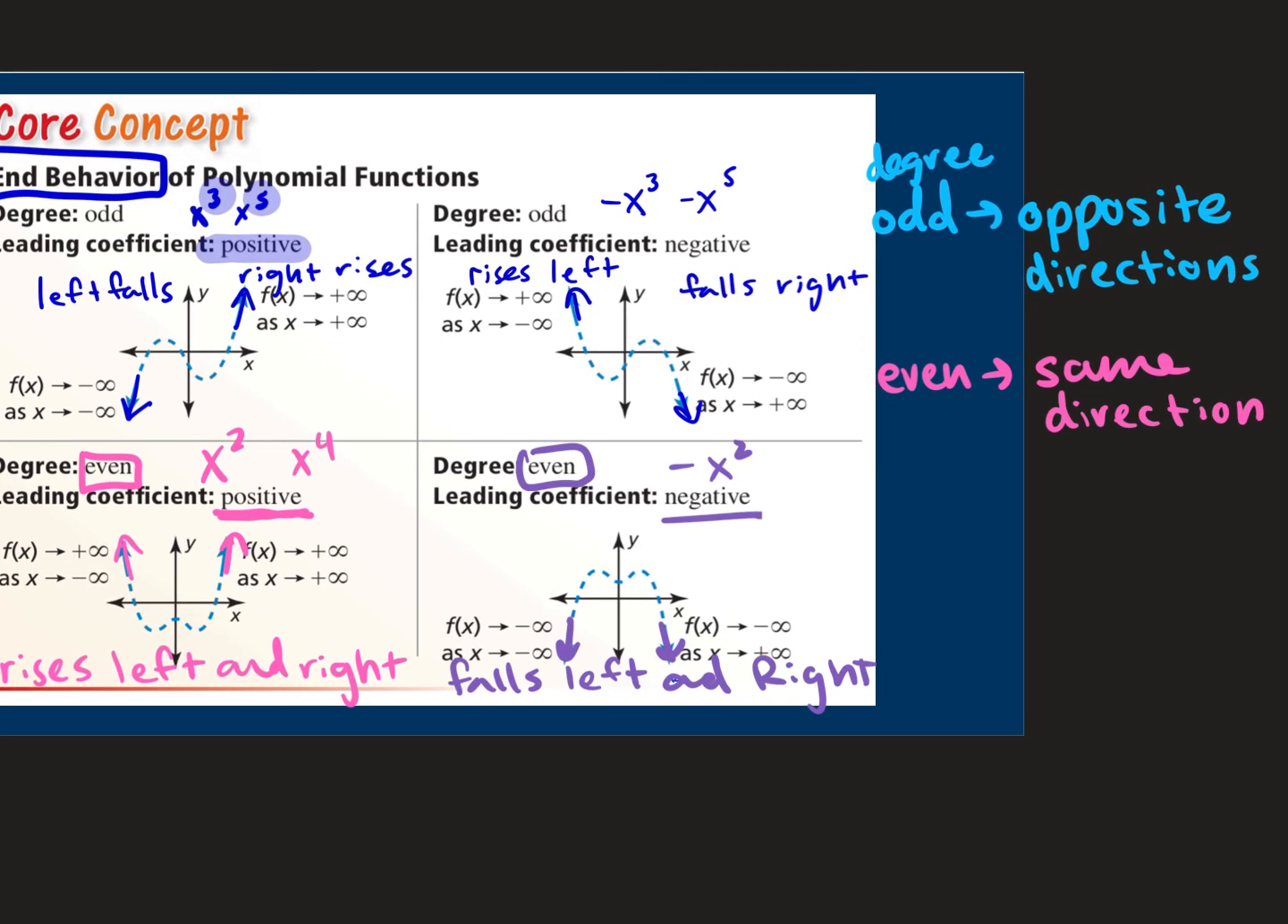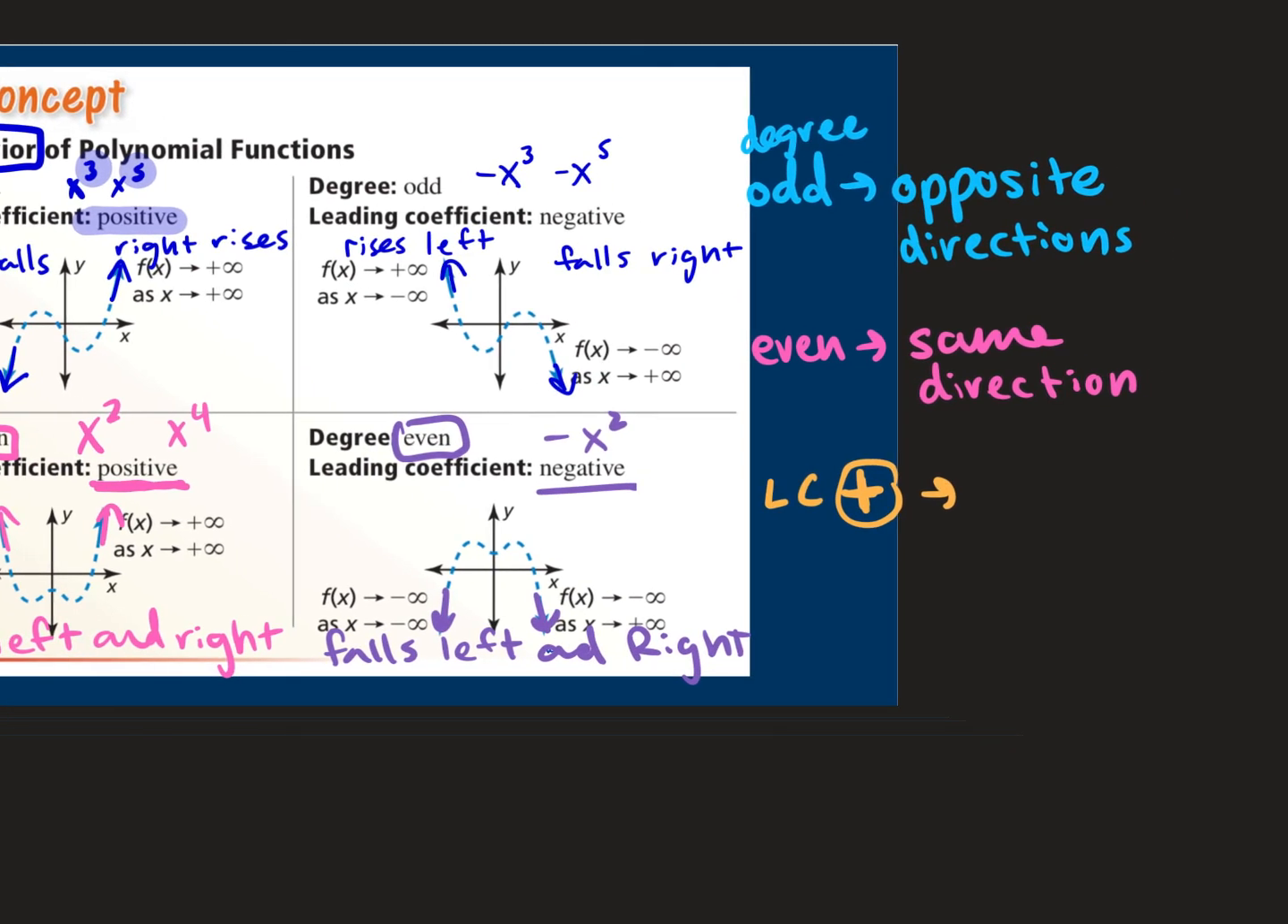So one other thing to help us remember, if the leading coefficient is positive, then the right arrow goes up. Notice how here in these two boxes, we had positive and positive. The right arrow is always pointing up. If it's negative, the right arrow goes down. So if you remember that odd is opposite, even is same, and if the leading coefficient is positive, the right arrow goes up, that's all you need to do.